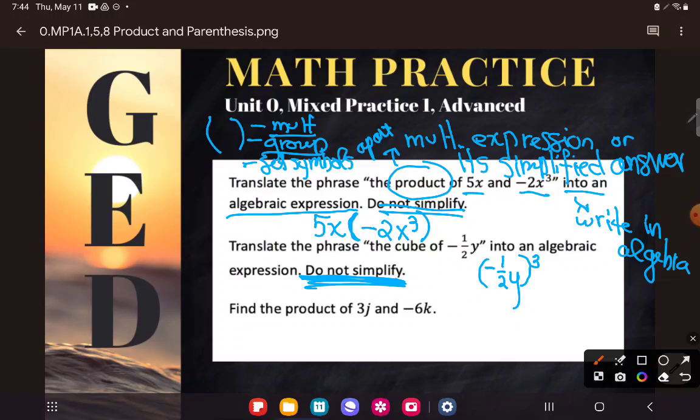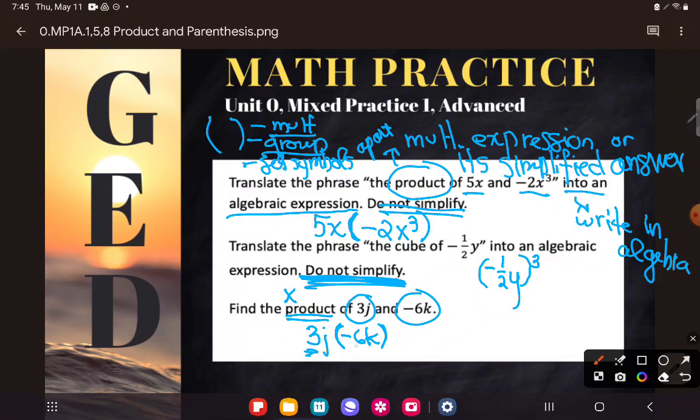But let's look at the next one. This one says find the product again. Woohoo. We know what to do. We did that with the first one. We're multiplying 3j and negative 6k. Again, we know how to do that. We're just going to take 3j, shove it up against the parentheses with negative 6k, and boom, they're multiplying. But notice this one does not say do not simplify. It doesn't just say write an expression, but it actually tells us to find the product here. Now we are going to simplify.